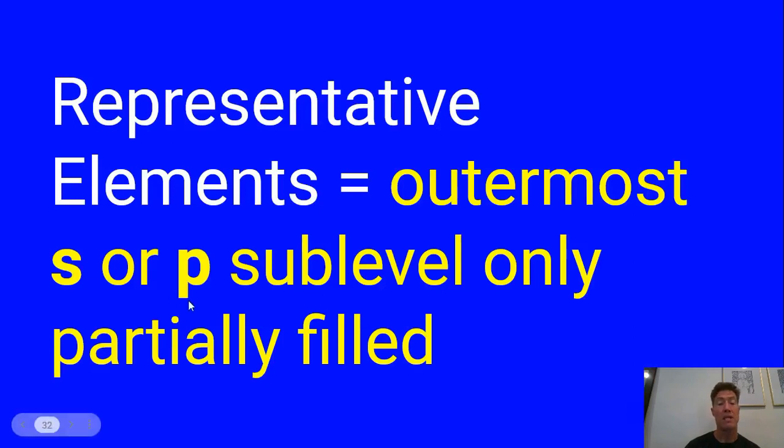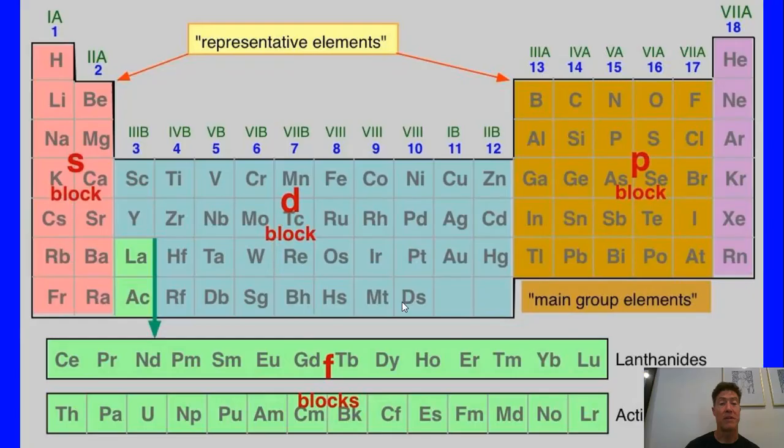So outermost s and p sublevels partially filled, if we exclude the noble gases. Another way to look at it, so we call this the s block, and this is known as the p block. And so the representative elements are the s and p blocks.